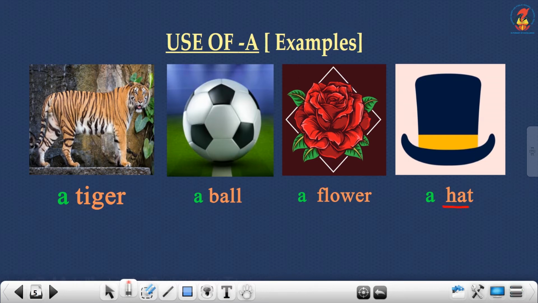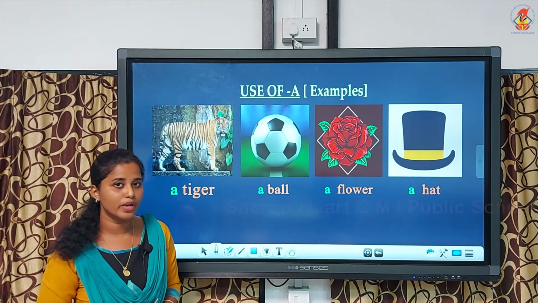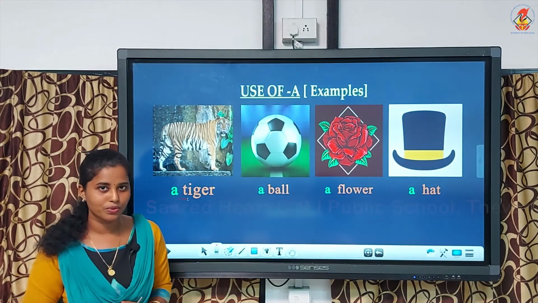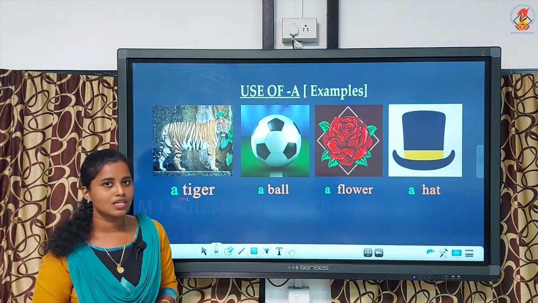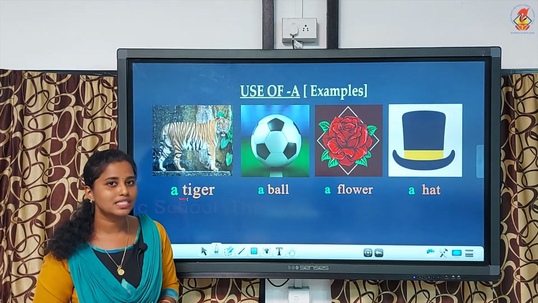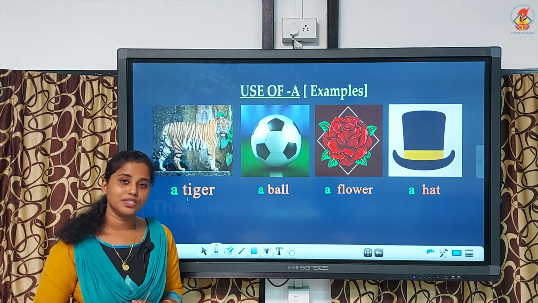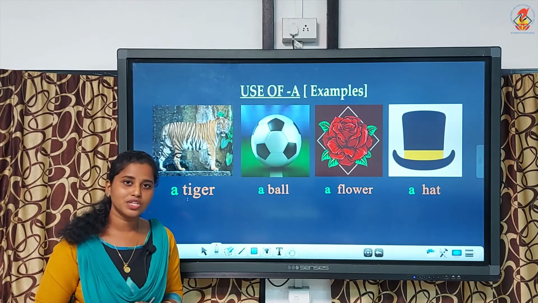And the next is hat. The letter H is also a consonant. So we should write the article a before the naming word hat. So in short, article a is used before the noun that begins with a consonant sound. I'll repeat. The article a is used before a consonant sound. Did you understand the usage of a, children?